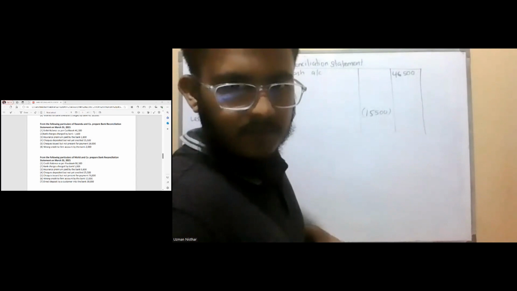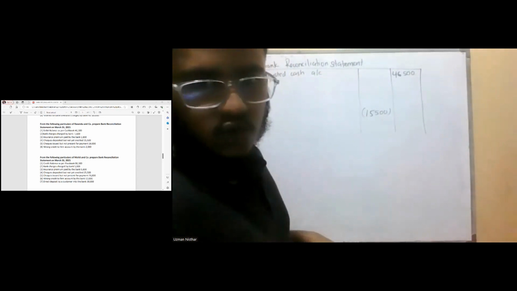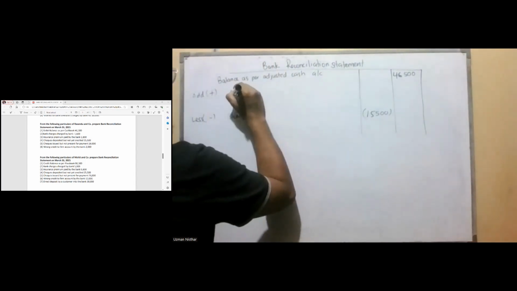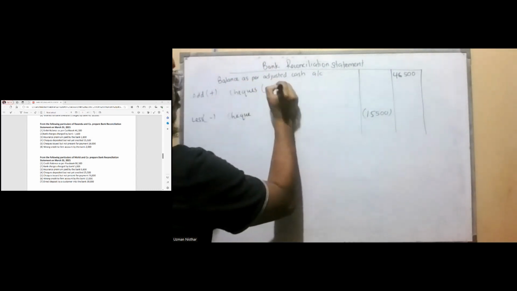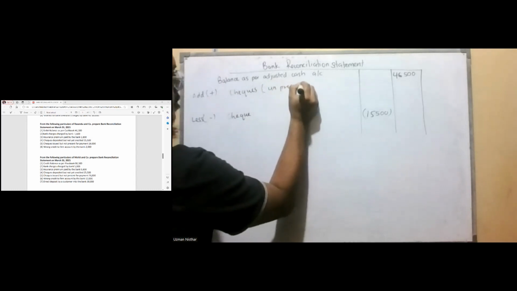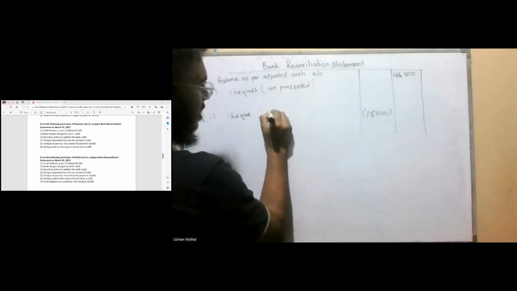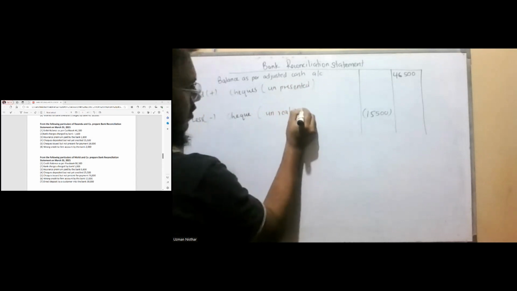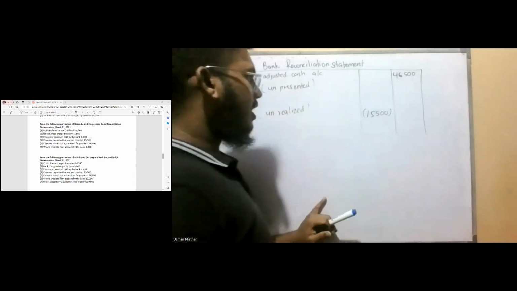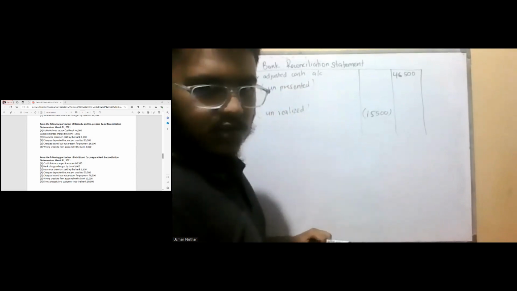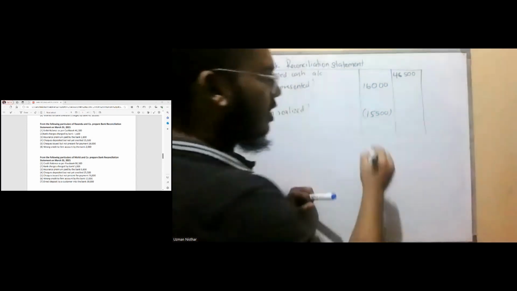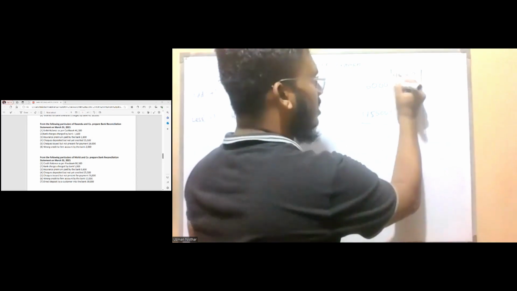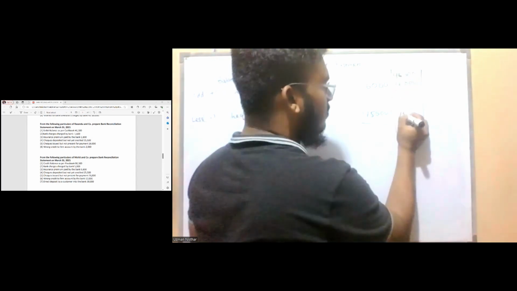And then next we have checks issued but not presented. We can write unpresented or unrealized here. So checks, and we can write 16,000 here. 16,000 we add, so we don't include that in the brackets. Then we have to close this. Take the 16,000 here and then 15,500 here.